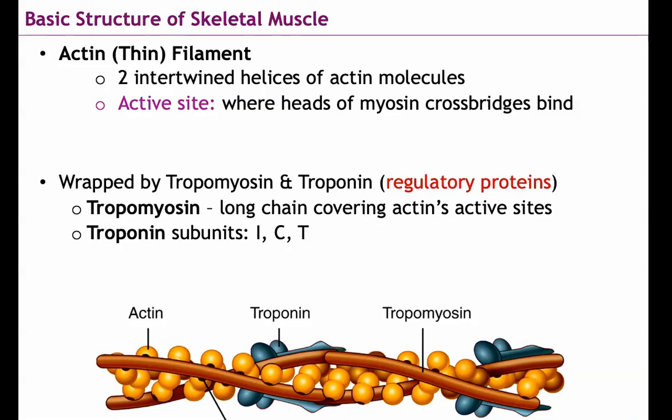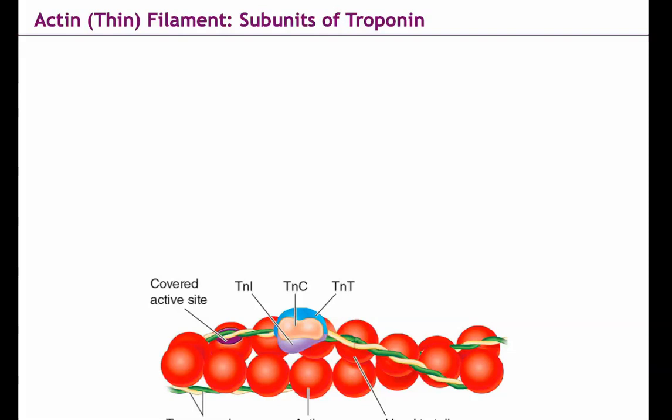And then we have troponin. Troponin, we see, is the blue structures, and we have different subunits. We have I, C, and T, which we'll talk about on the next slide. So what you need to know is actin is a contractile protein, and it allows for contraction. It's the thinner filament. And then tropomyosin and troponin are regulatory proteins, and they will prevent contraction, or they regulate when contraction happens.